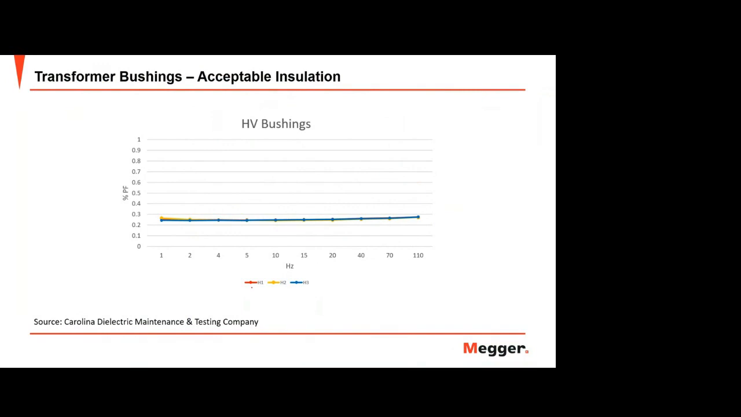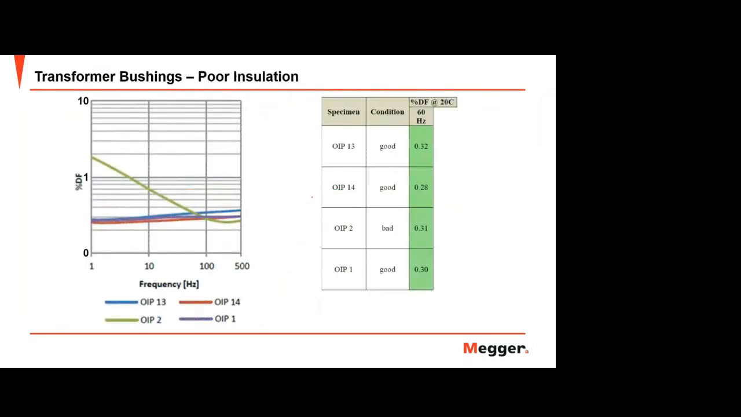Okay, so this is phase A, phase B, and phase C. So when you compare the traces of the three, they are good. Okay, because not much difference here. Now this is an example of a poor insulation.